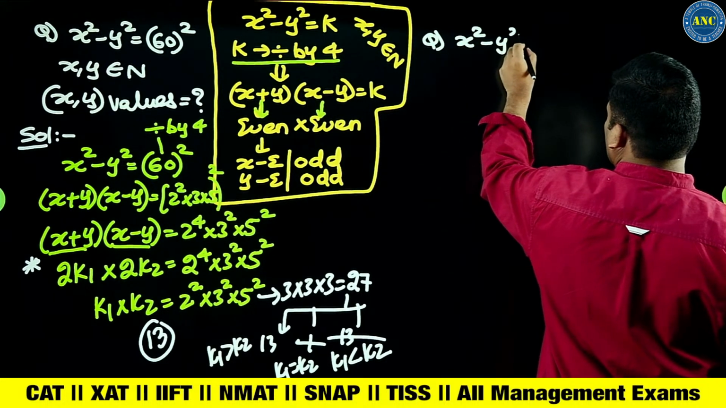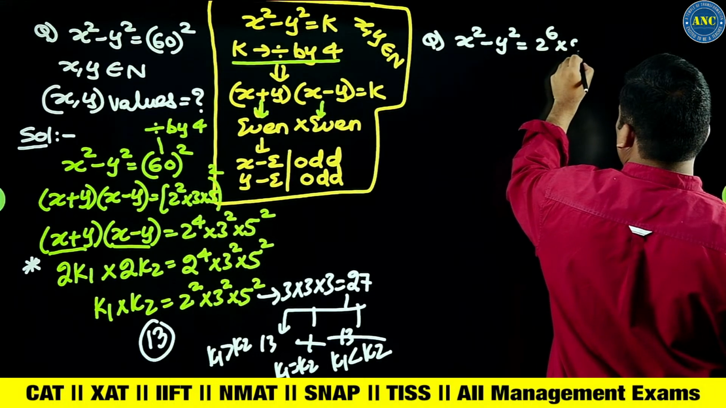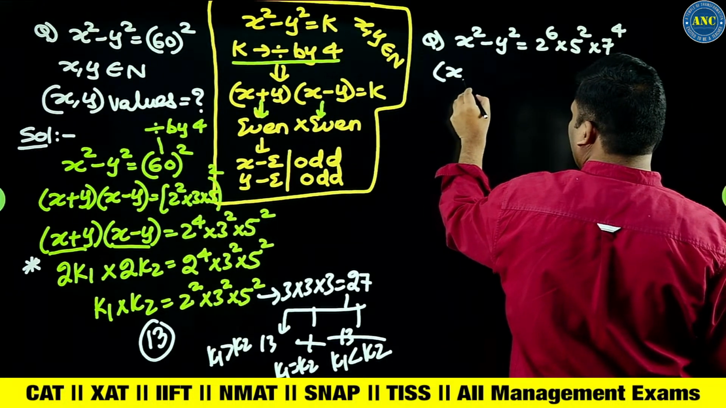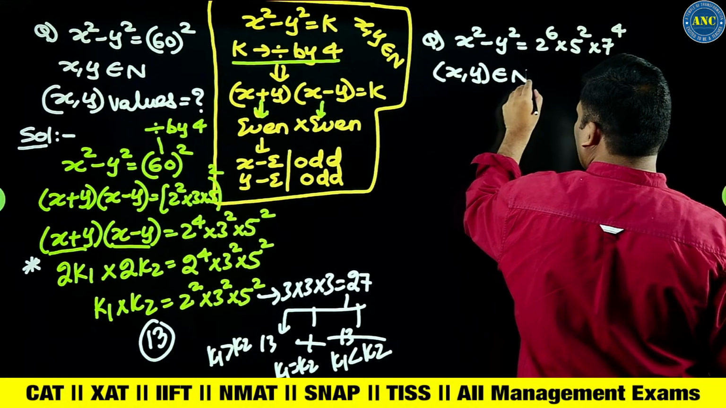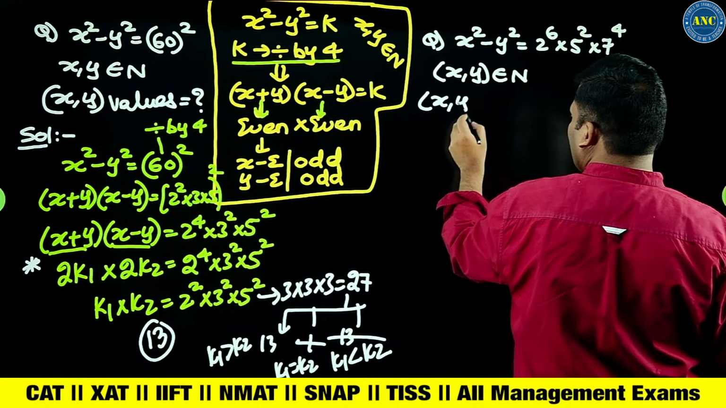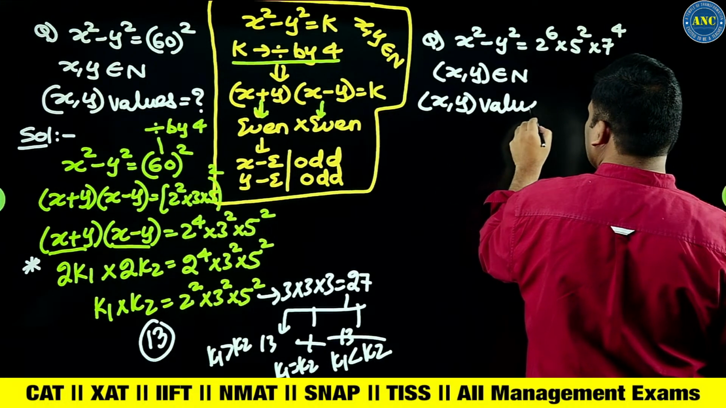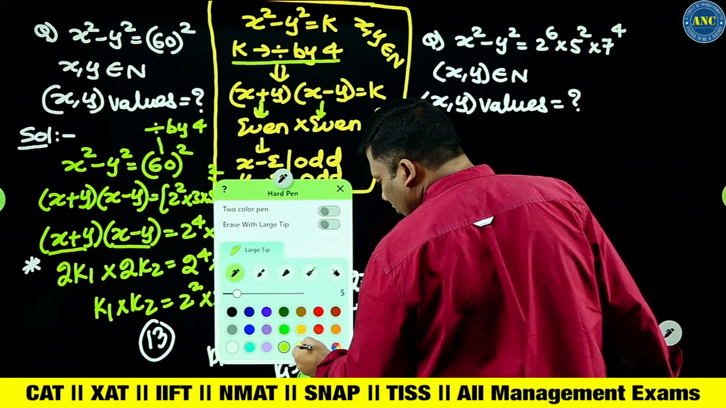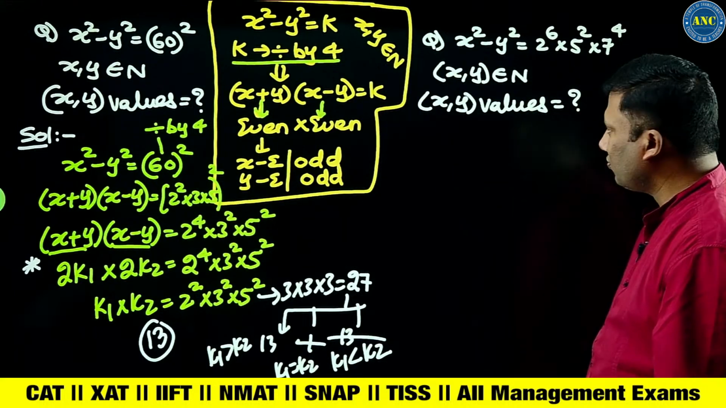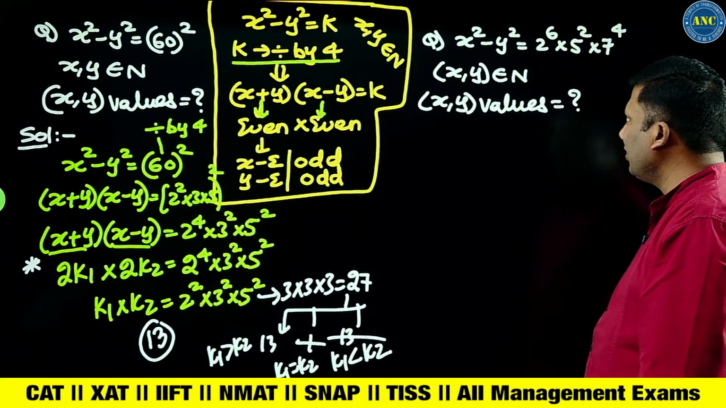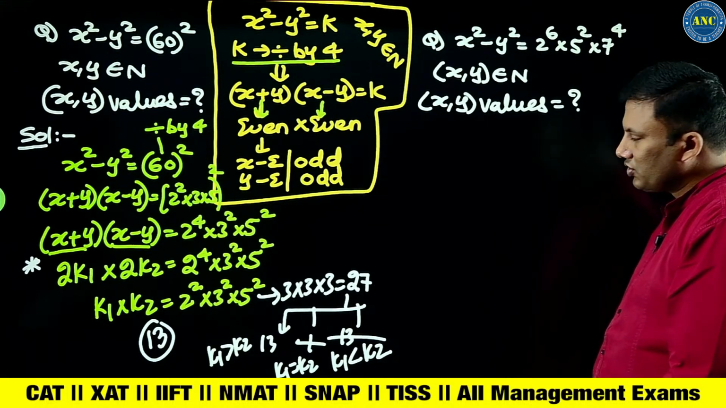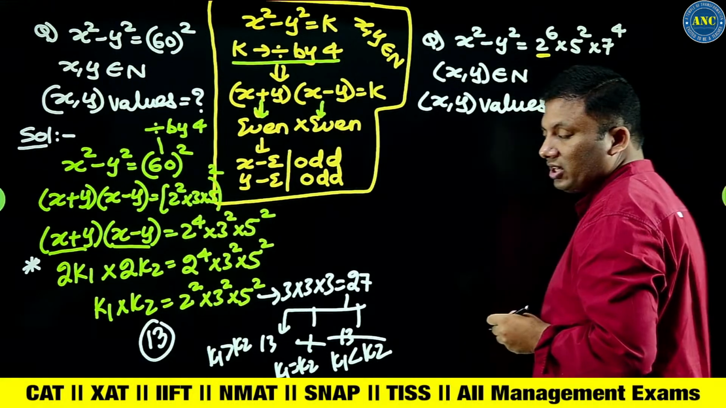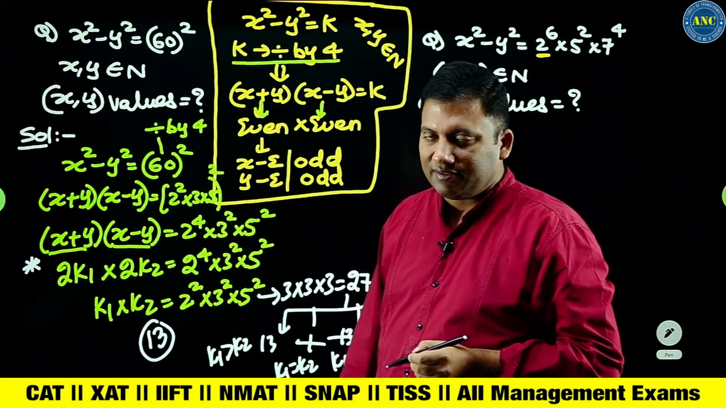A few questions. x square minus y square is 2 power 6 into 5 square into 7 power 4. x and y are natural numbers. How many values will x and y take to satisfy the equation? Read these questions. What is the case, sir? 2 power 6 is 64 into something. That means it is divisible by 4.